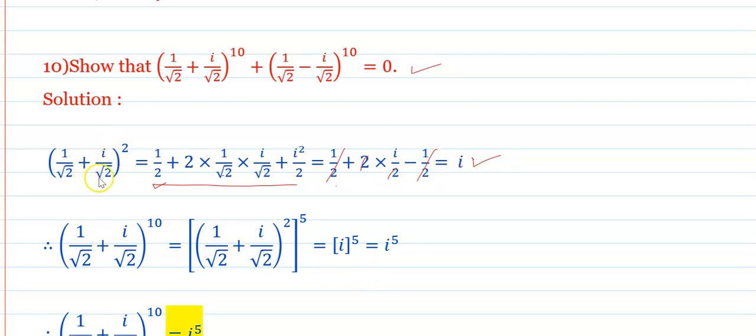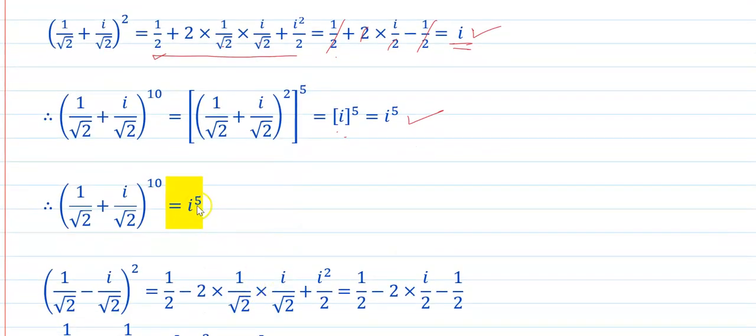That is, 1 by root 2 plus i upon root 2 bracket square ची value किती आली? तर i आली. Next is 1 upon root 2 plus i by root 2 bracket to the power 10. Means what? It can be written as 1 by root 2 plus i by root 2 bracket square and bracket to the power 5. Okay. But what is the value of this bracket square? Bracket square ची value किती आली? तर i आली. It means that i raised to 5 here.